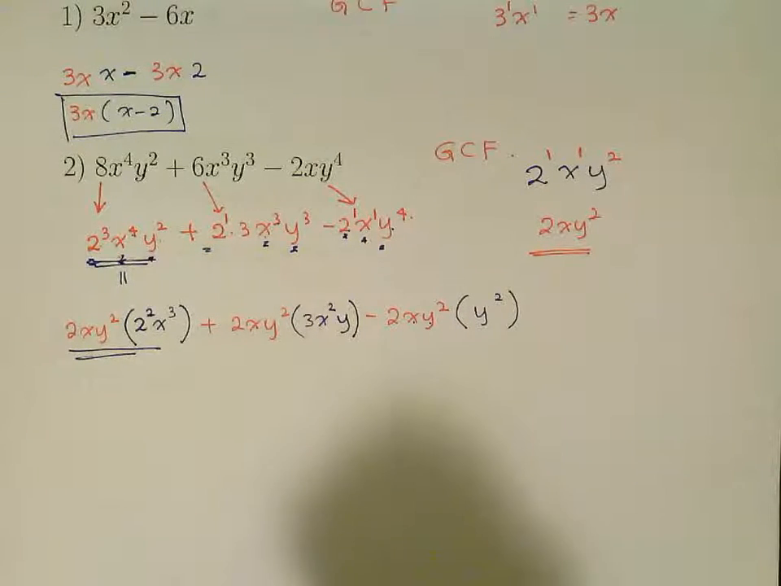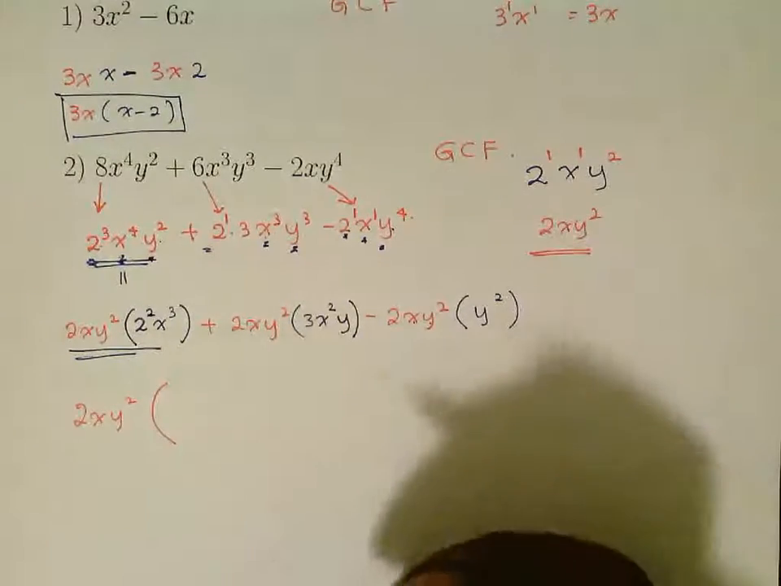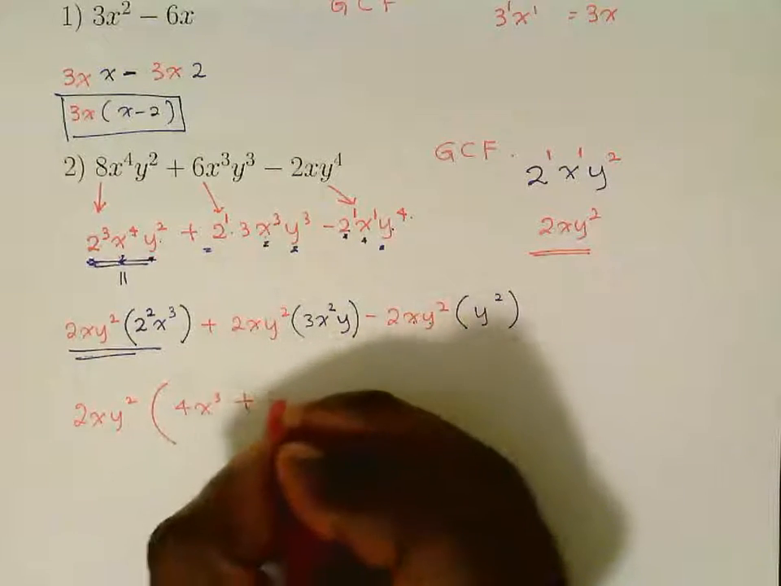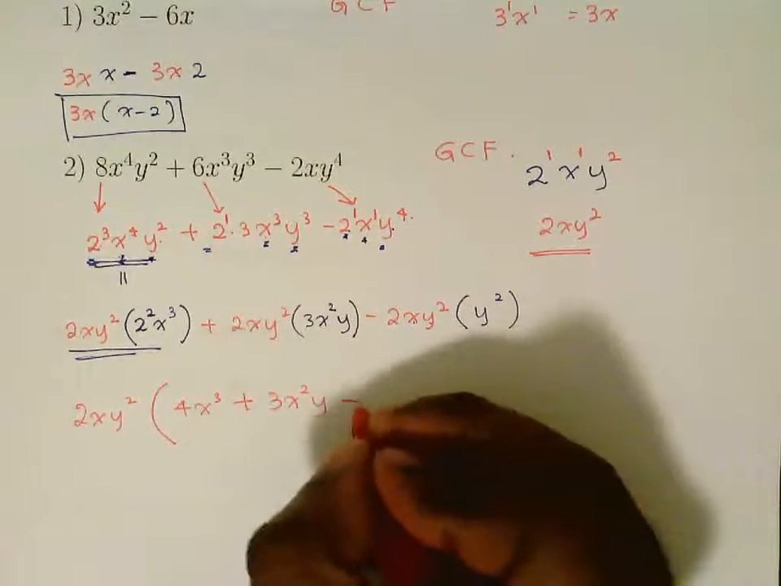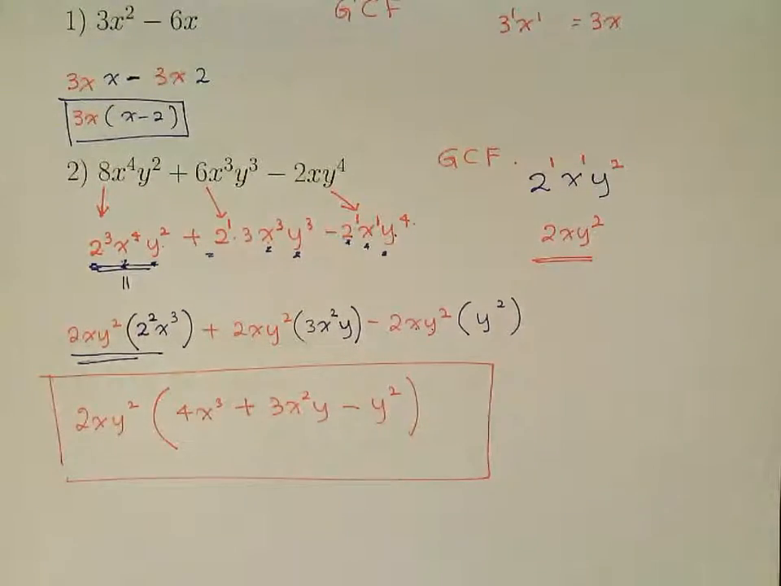And now you can see 2xy squared is the common factor. Open the parenthesis, 4x cubed plus 3x squared y minus y squared is the factorization. Okay, so that's how you factor that.